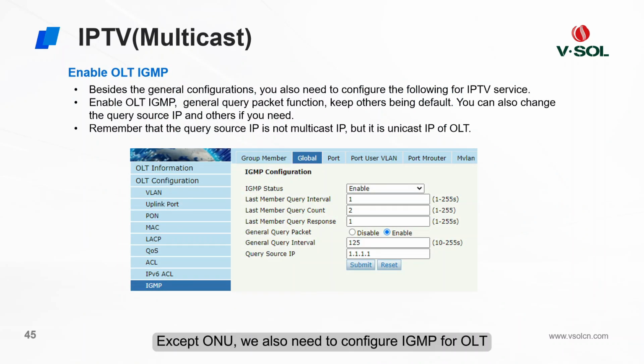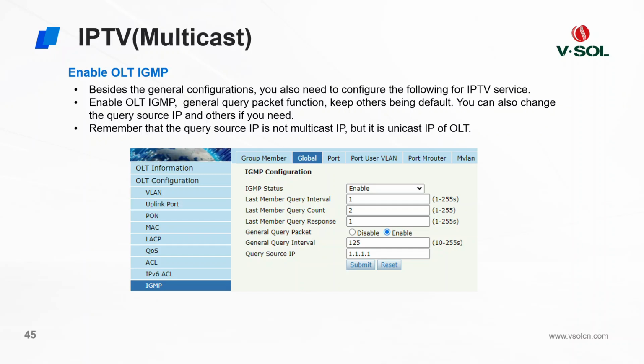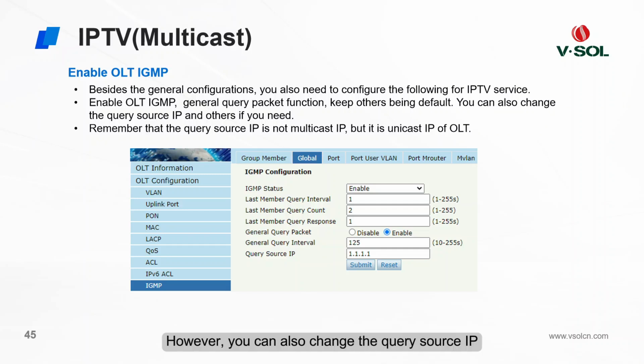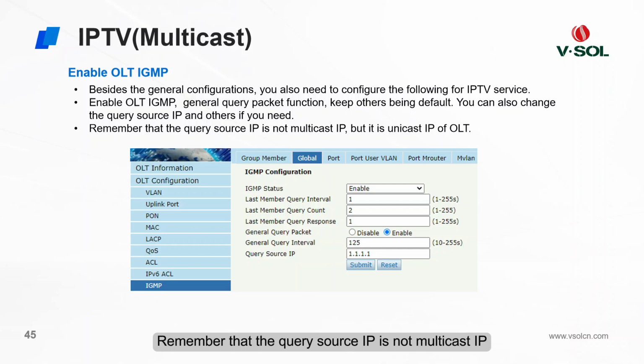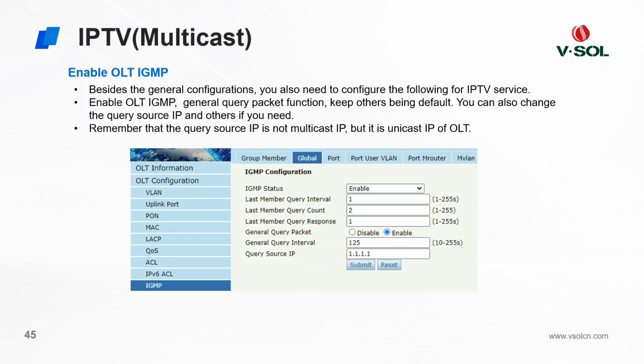Besides the ONU, we also need to configure IGMP for the OLT. Enable OLT IGMP and the General Query Packet function, and keep the others at default. However, you can also change the query source IP and others if you need. Remember that the query source IP is not a multicast IP, but the unicast IP of the OLT.